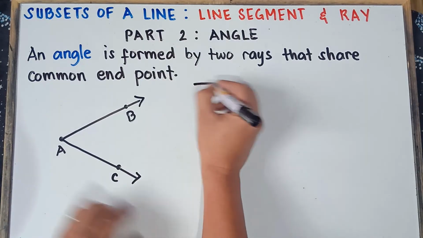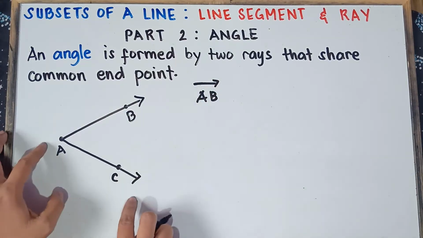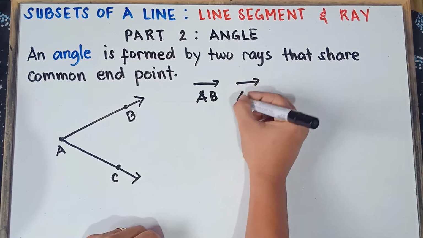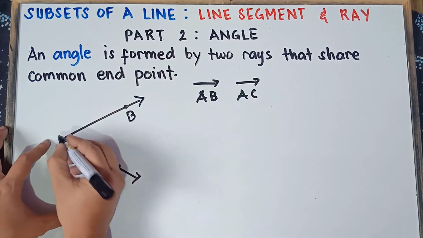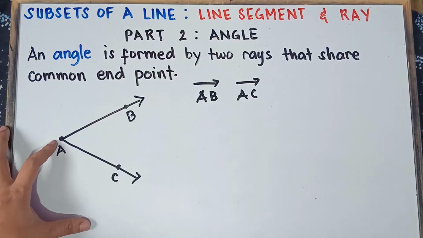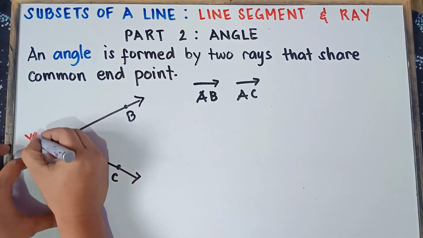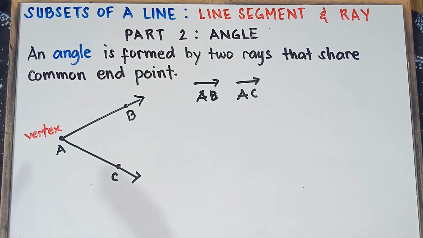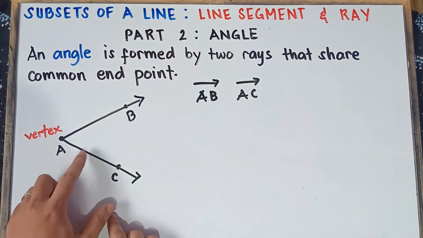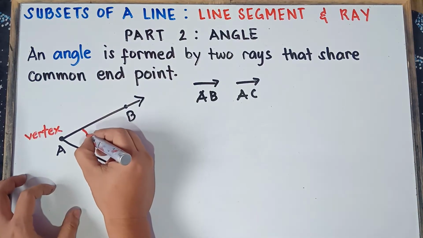So once again, we have ray AB, and then we also have ray AC. And then they share a common endpoint. That would be point A. Now, this point, class, is what we call the vertex. Once again, class, the common endpoint, we call this one the vertex. Now, if 2 rays share a common endpoint, we can form an angle, right? This is what we call the angle.